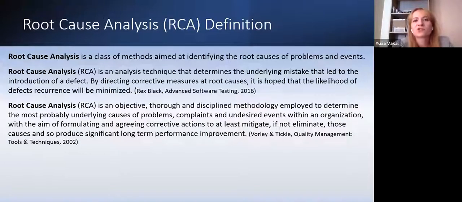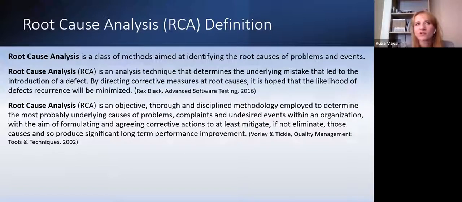Okay, so what is root cause analysis? I'm pretty sure you can find lots of definitions. The simplest one is that root cause analysis is a class of problem-solving methods aimed at identifying the root causes of a problem or event. I would like to emphasize that we're talking not only about problems or defects in software testing, we're talking about problems and events in general. This set of techniques, this class of methods, you could apply to different industries and different problems.